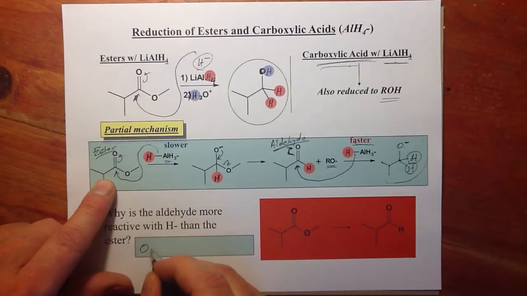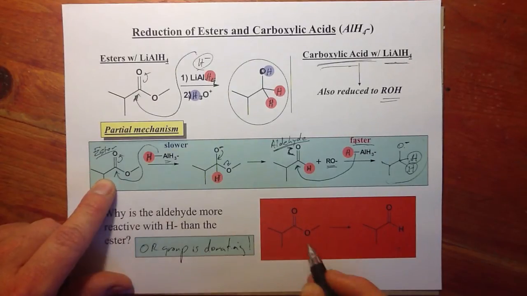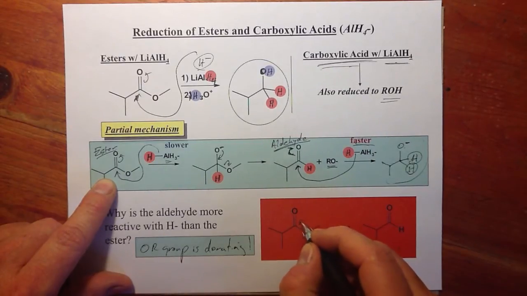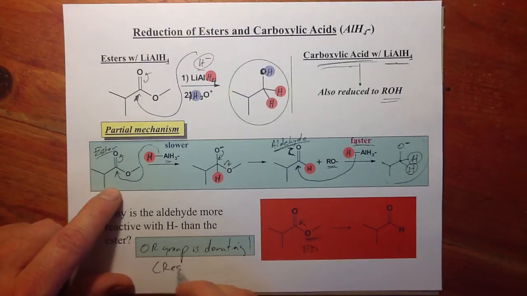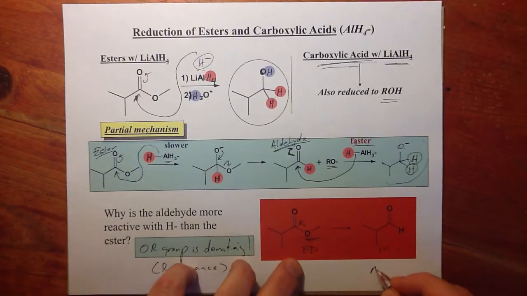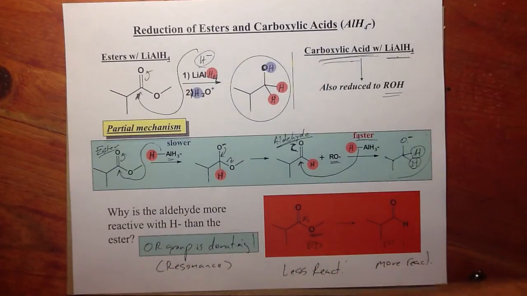Well, because we know the OR group is donating to this carbonyl. We know it's an electron donating group. It can donate by resonance, our favorite word. It can donate by resonance, whereas the hydrogen or the alkyl group cannot. So this would be more reactive. I'm just going to put it down here. So it's more reactive. This would be less reactive. And that's fitting to what our order of reactivity was that we started with.